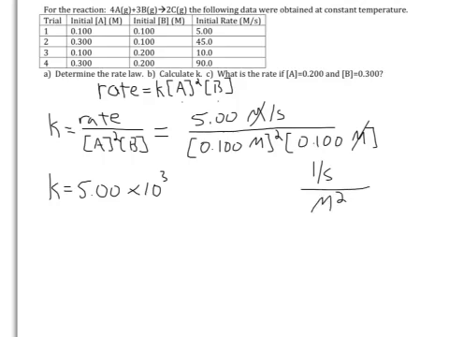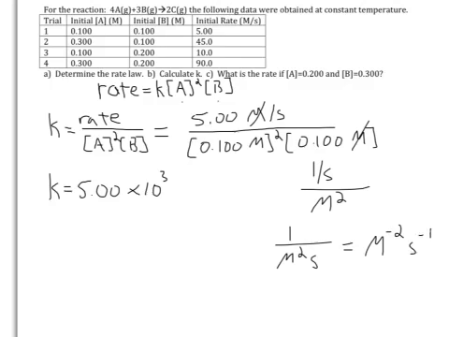Now remember, I can move a quantity from the denominator into the numerator. I just have to change the sign on the exponent. And so 1 over seconds, that's the same thing as seconds to the minus 1. And I've got 1 over molarity squared, so that's the same thing as molarity to the minus 2. So I could write this in 2 different ways. I could write the units as 1 over molarity squared times seconds, or I could write it as molarity to the minus 2 seconds to the minus 1. I prefer that second way.